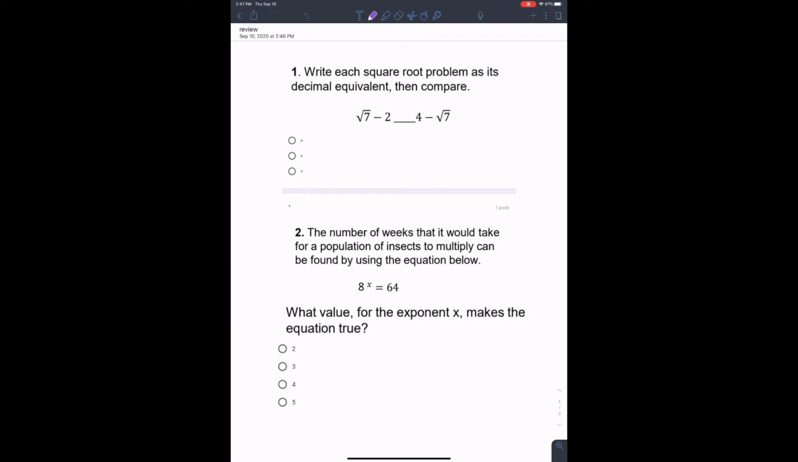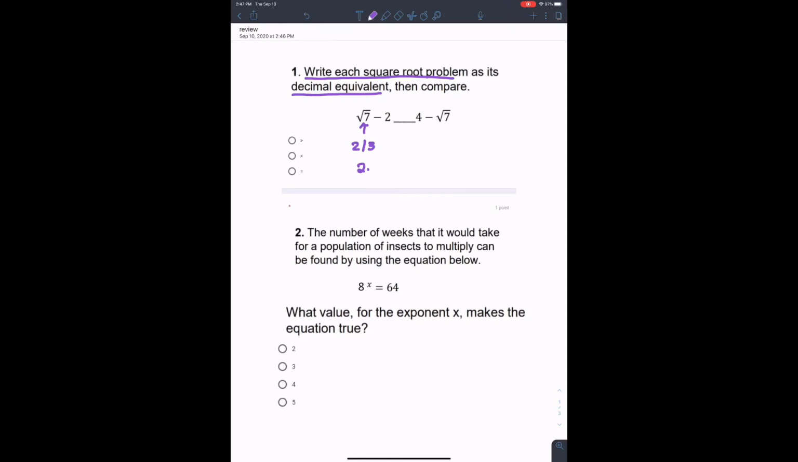Now, while the instruction says write each square root problem as its decimal, I technically don't need to do that. If you take a look here, this is the square root minus 2, okay? Then this is 4 minus the entire square root value. I know that this square root is somewhere between 2 and 3, okay? So that means it's going to be 2 point something.